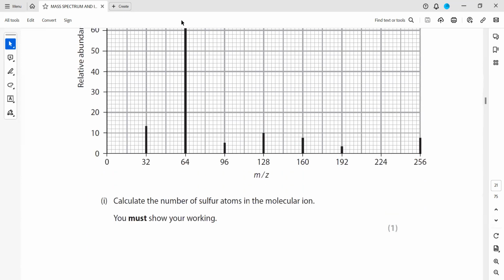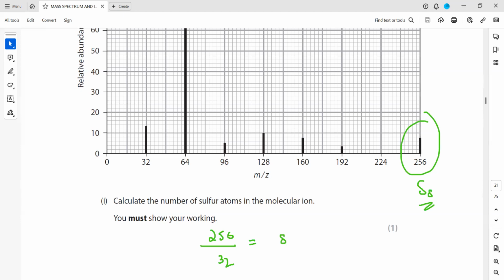So which one will we take? For the molecular ion peak, we take the highest one. The highest one is 256. Most of them are 64, but the highest is 256. And what is the mass of one sulfur? Sorry, 32. Proton number is 16, mass number is 32. So it will be 256 divided by 32, which gives 8. It means S8, a maximum of 8 atoms of sulfur.